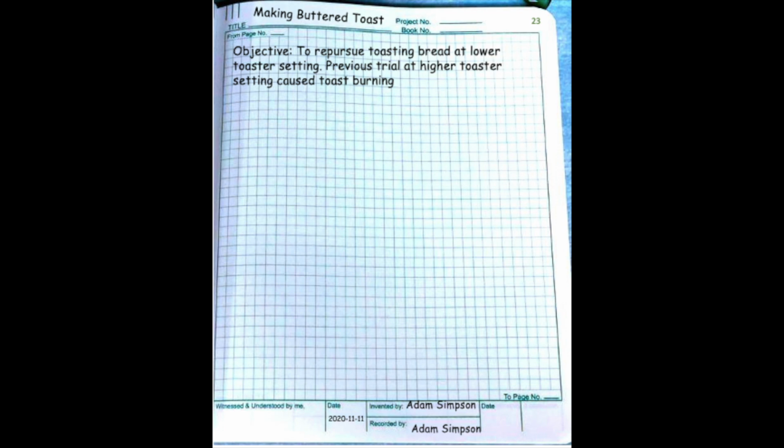Then I usually write an objective. In the objective section, I try to contextualize the need for having a new entry in the lab notebook. For example, if I burnt the toast in yesterday's procedure, I'll write an objective that says, re-pursuing the toasting of toast to avoid burning the toast by turning the setting to a lower setting.